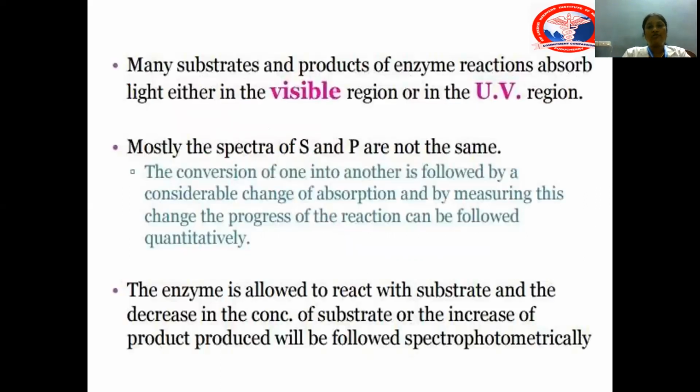Most of the substrates and products of multiple enzyme reactions will absorb light either in the visible region or in the UV region. Mostly the spectra of substrate and product will not be the same. Hence, we can make use of this advantage: the conversion of one into another, that is the substrate and the product, is followed by a considerable change of absorption, and by measuring this change, the progress of the reaction can be followed quantitatively.